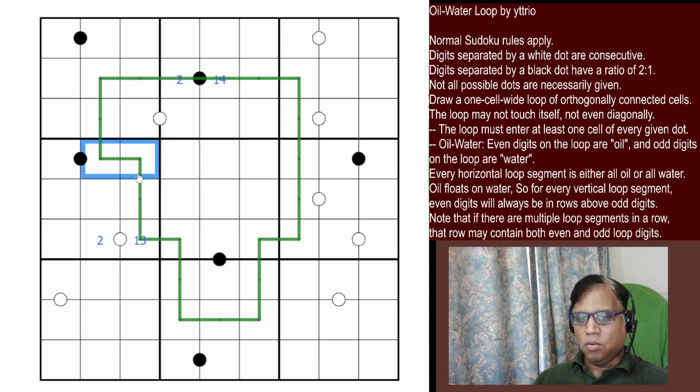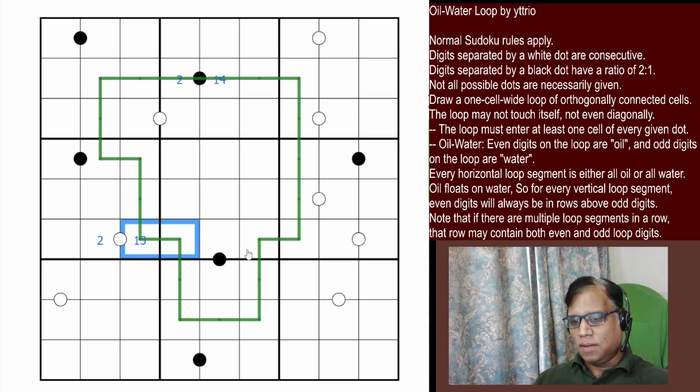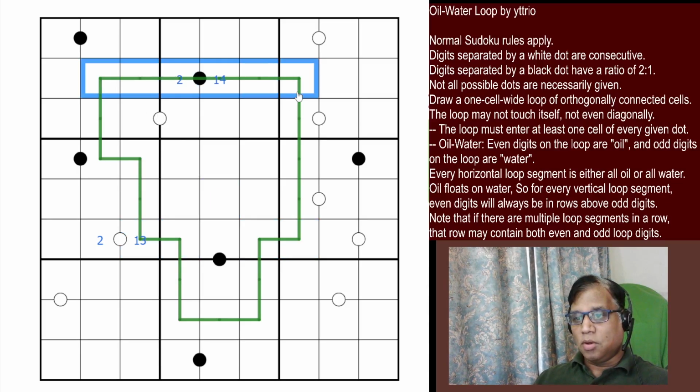And that's about the row. But it is possible that this could be odd and this could be even, as long as they are not connected, right? Only if they are connected should they be all odd or all even. So all these must be either even or odd. But it is possible that these two are even and these two are odd, because they are not connected. Now that is about the row. What about the column?